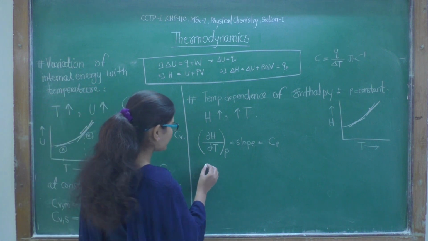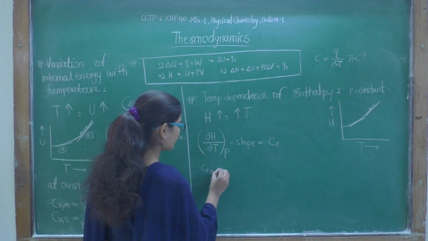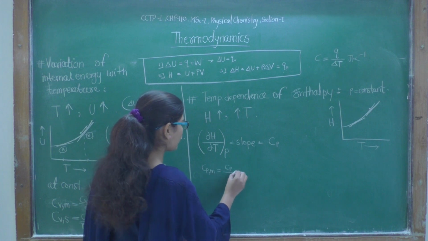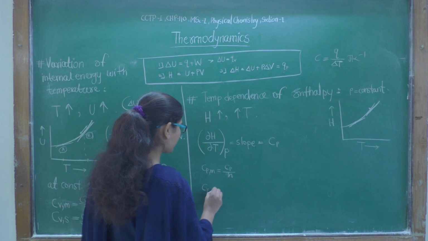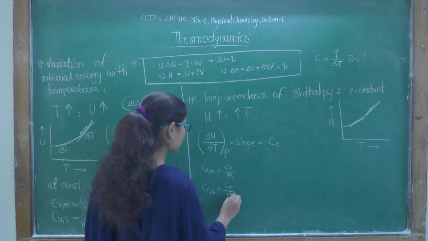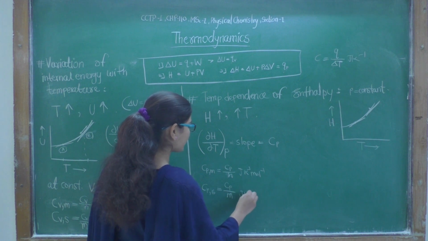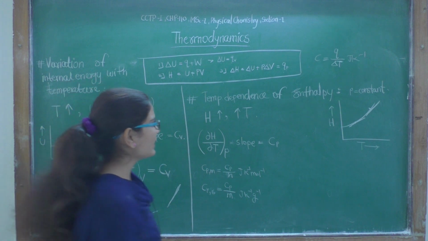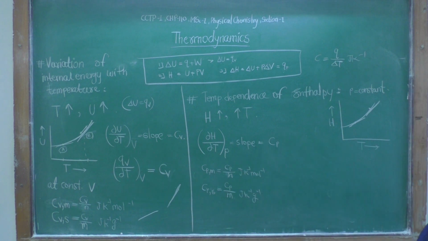Now what? Molar heat capacity at constant pressure will be equal to Cp by n, and specific heat capacity at constant pressure will be equal to Cp by m, where m is mass in gram. The units are joule per Kelvin per mole and joule per Kelvin per gram. That's it. Now we have obtained these two values, heat capacity at constant volume and at constant pressure.